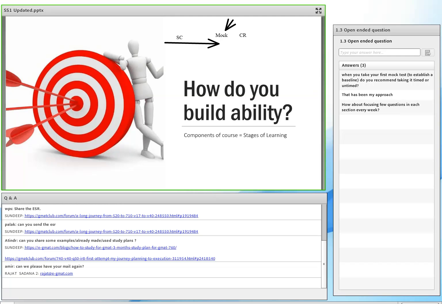And some of you have seen that. Suraj says that's been my approach. That's a really bad approach. That's what I call a zigzag approach, when you should be going in a straight line.